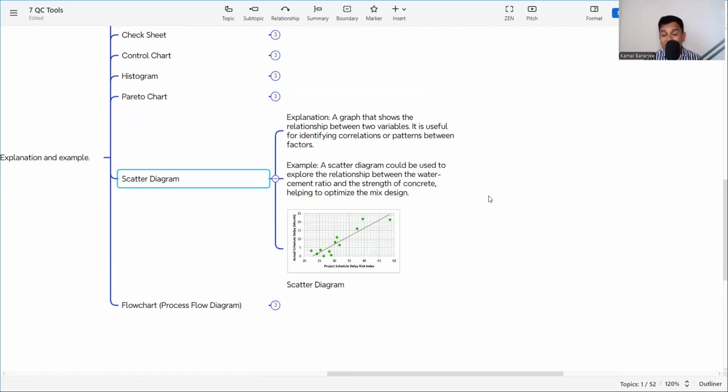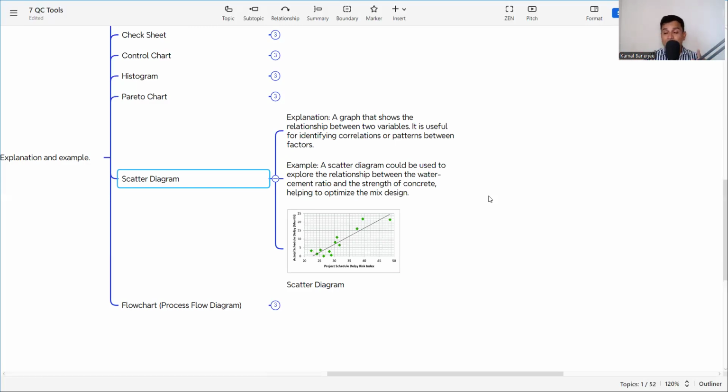Now, why is it important? Because with the water cement ratio, whenever it is increased, the strength decreases, or whenever it is decreased, the strength increases. Now how is the relation? Whenever we are doing mix design, we need to collect data: for a WC ratio of 0.35, we are getting this much strength. At 0.34, we are getting this much strength. At 0.36, we are getting this much strength.